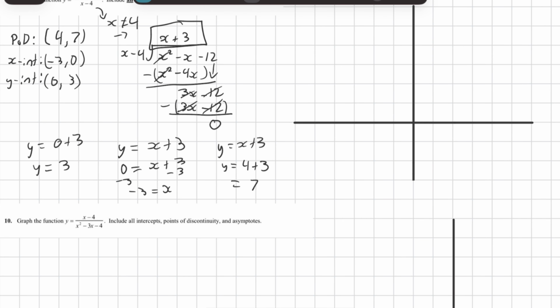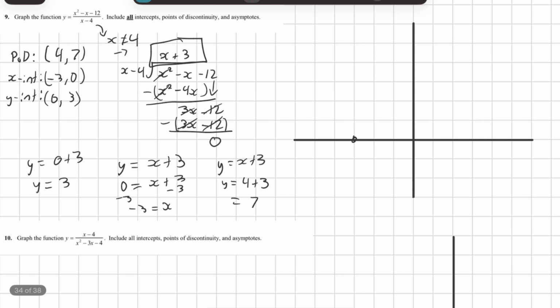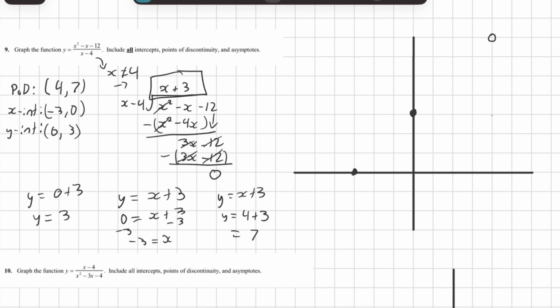And then when you go ahead and plot that, you plot your x-intercept, then your y-intercept. And then you put your point of discontinuity. So it's going to be at 4 and 7. That's actually just up here. So it's going to look something like that. And that should be how you graph that.